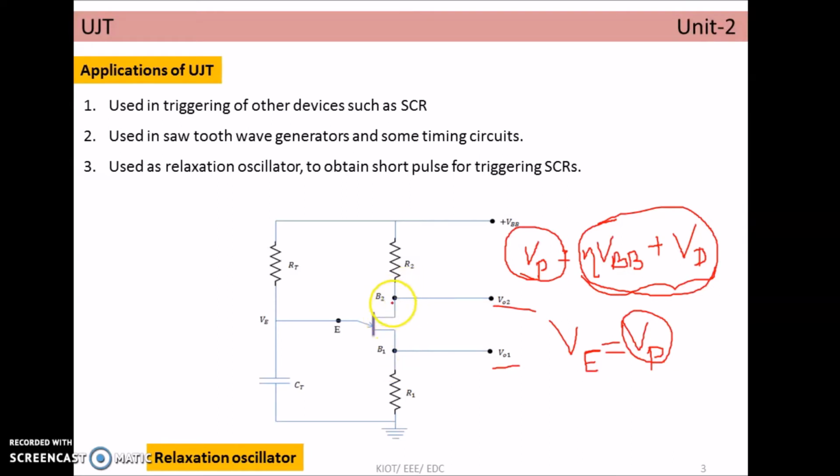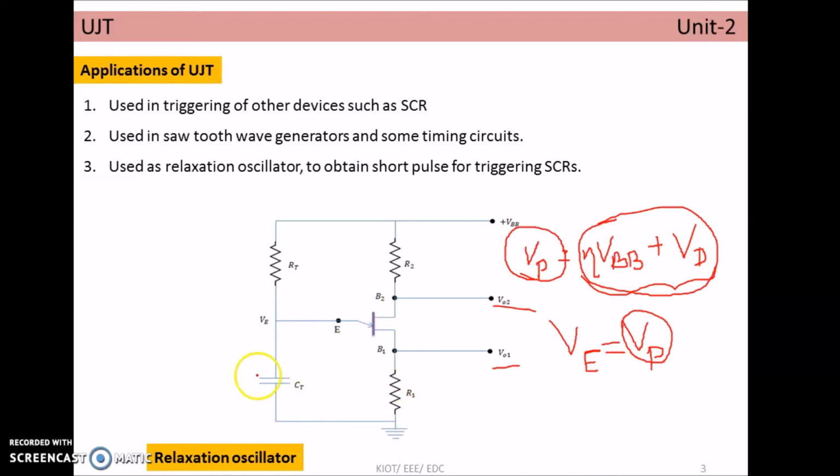Now when the UJT gets turned on, it acts as a closed switch, a short circuit. So whatever voltage is available at the B2 point gets connected to ground. That becomes 0. Once this becomes 0, the capacitor starts to discharge, because once the UJT turns on it acts as a closed switch and provides the path for the circuit to get connected to ground.